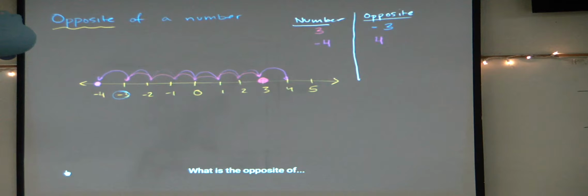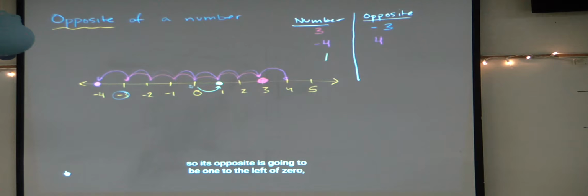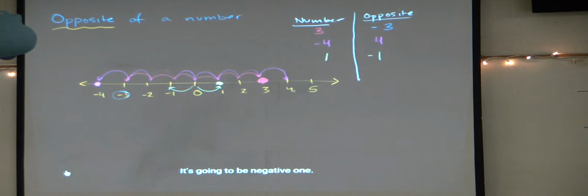So we'll do one last one. What's going to be the opposite of 1? Well, 1 is 1 to the right of 0, so its opposite is going to be 1 to the left of 0, or negative 1. Or another way to think about it, 1 is positive, so we're going to change the sign. Instead of being positive, it's going to be negative 1. Either way you could think about it.